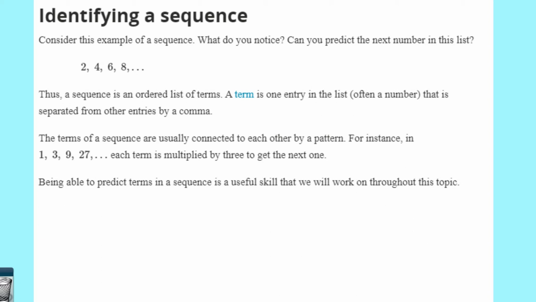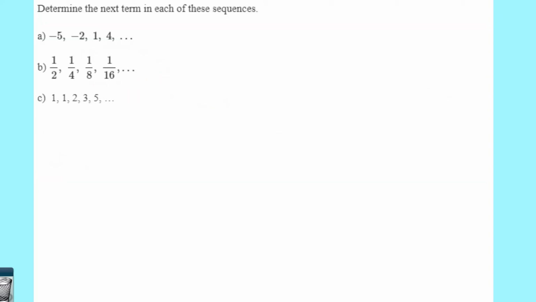A sequence is a list of terms. A term is a single entry, often a number, that is separated by a comma. They're usually connected by some kind of pattern. This one was with addition, and this one down here, you can see it's through multiplication. We want to be able to predict terms in a sequence because then we can start thinking on a much greater scale. That's the whole point of this. First we need to just be able to recognize patterns.